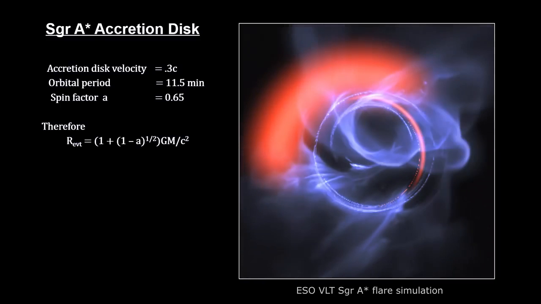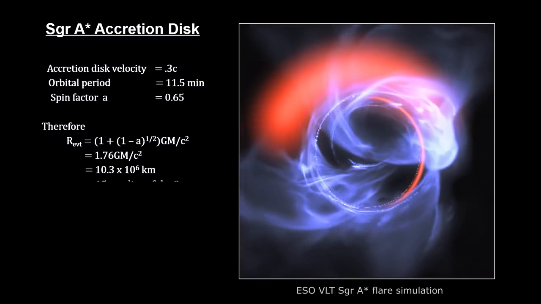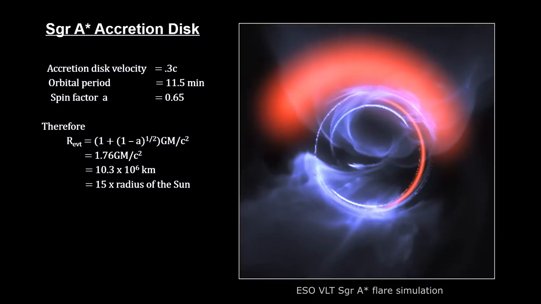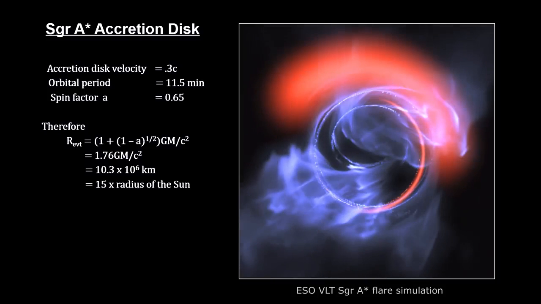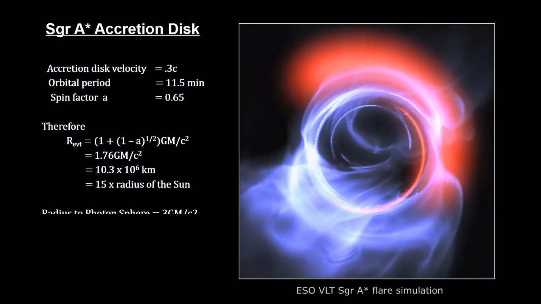This new information also enabled calculating the distance from Sag-A*'s center to its event horizon at around 10 million kilometers, or 15 times the radius of our Sun, and the distance to the photon sphere at around 17 million kilometers.